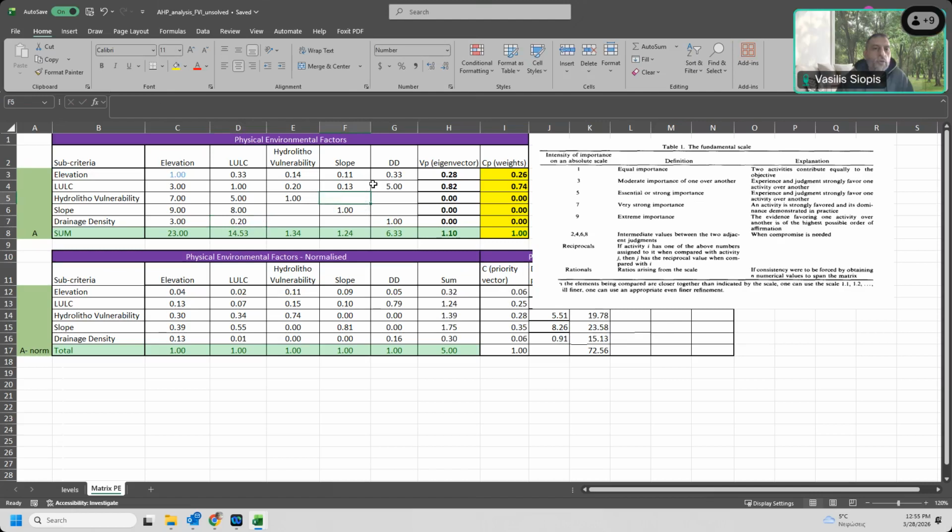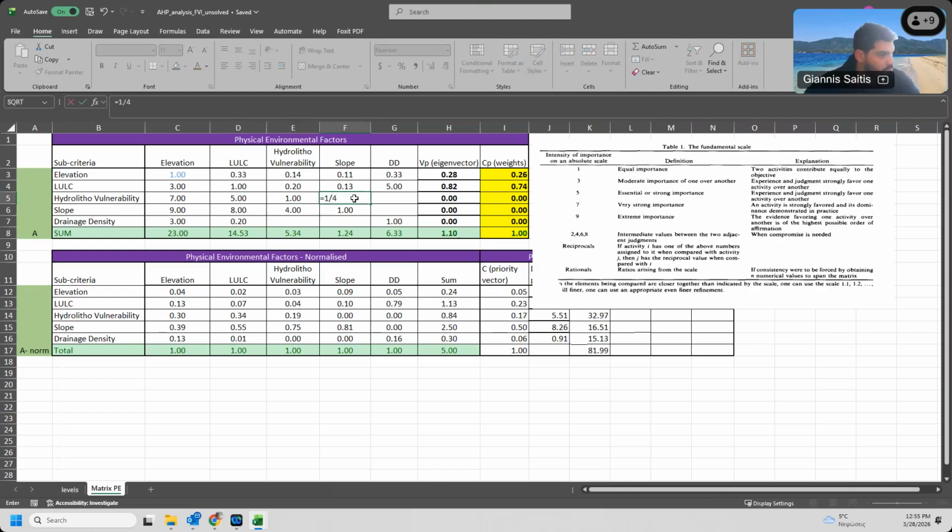The slope is more important, I think. And I would say 5. I don't know. 3. I would go a little bit less, not 5. I would go to 4, to be honest. Okay.